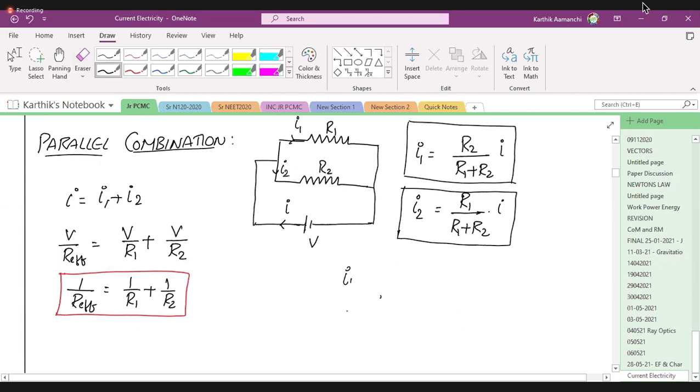From this, I1 by I2 is equal to R2 by R1. Currents are in the inverse ratio of your resistors, and your potentials are in the same ratio of your resistors. Remember that. So we can get the same thing by V is equal to IR also, right?